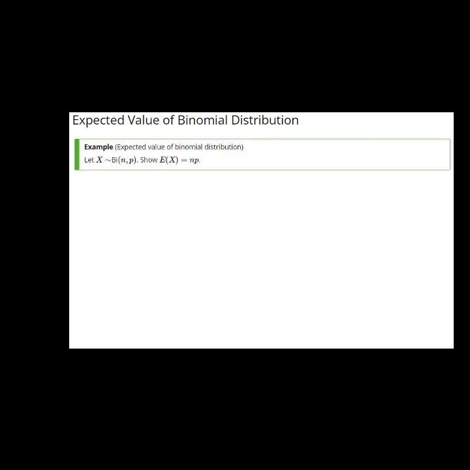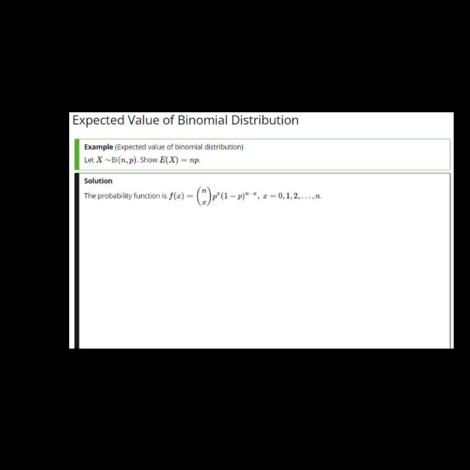The expected value of a binomial distribution. If x is binomial with parameters n and p, we'll show that the expected value of x is n times p. Once again, we'll write down the probability function, f of x equals n choose x, p to the x, 1 minus p to the n minus x. Now the values of x run from 0 up to n, so the expected value of x is the sum over these values of x times n choose x, p to the x, 1 minus p to the n minus x. And we carry out steps much like we did with the Poisson distribution.